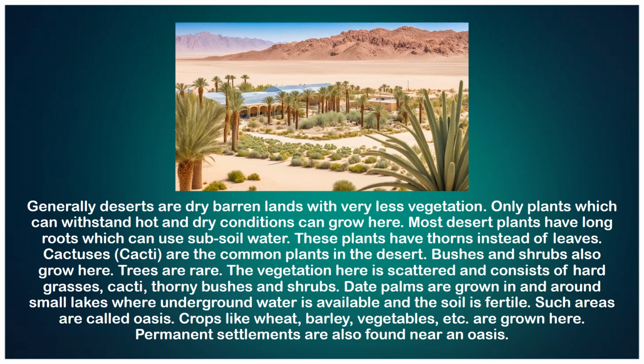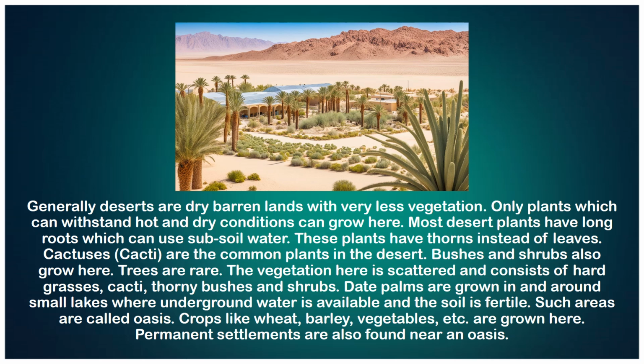Generally, deserts are dry, barren lands with very less vegetation. Only plants which can withstand hot and dry conditions can grow here. Most desert plants have long roots which can use subsoil water. These plants have thorns instead of leaves. Cactuses, cacti, are the common plants in the desert. Bushes and shrubs also grow here.